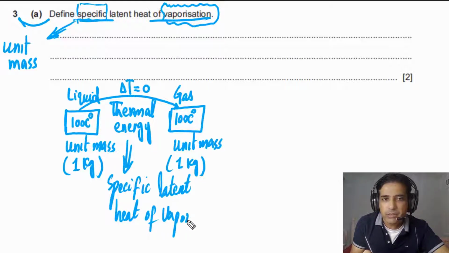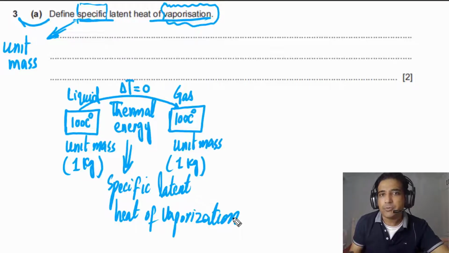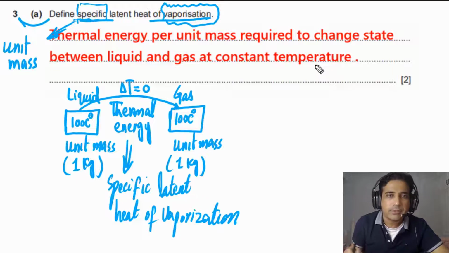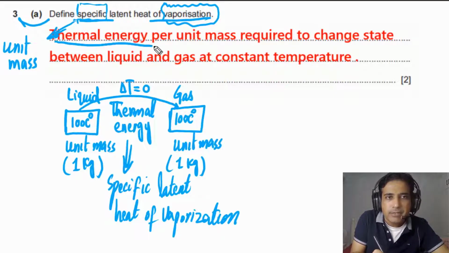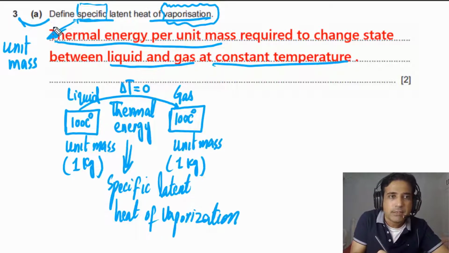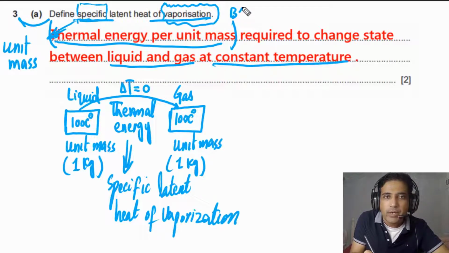Now let me show you the answer, how you can write down a proper answer. So this is how you can write down your answer. Simply you can say thermal energy per unit mass required to change state between liquid and gas at constant temperature. Means temperature of liquid and gas is the same. So this is how you can define. This question has 2 marks. If you have written thermal energy per unit mass, you will get 1 B mark.